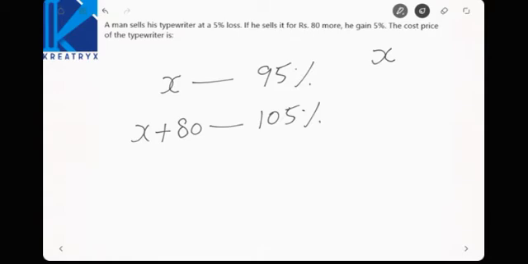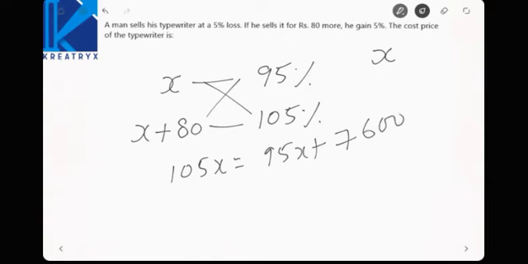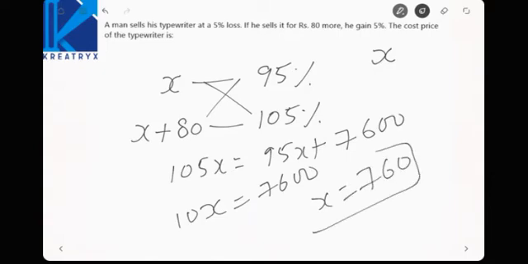Find out the cost price. Now find out the X here by crisscrossing this. What will we get? 105x is equal to 95x plus 95 into 80, which will be 7600. Now 10x is equal to 7600. Now x is equal to how much? 760. Now see here, selling price is 760.